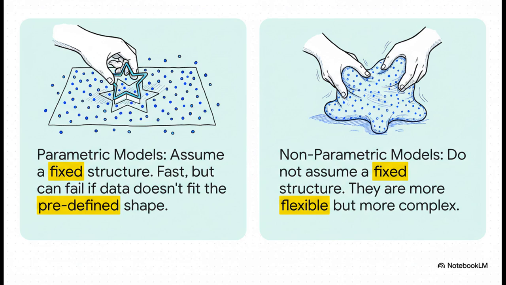Parametric models are the cookie cutters. They assume the data will fit a specific shape, like a straight line. They're super fast and efficient. But if your data is actually shaped like a star, your circle cookie cutter is not going to work well. Non-parametric models, on the other hand, are like a lump of clay. They're flexible and they let the data itself determine the final shape, no matter how weird or complex it is.